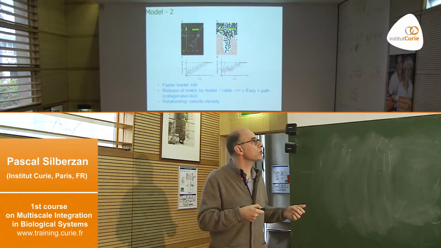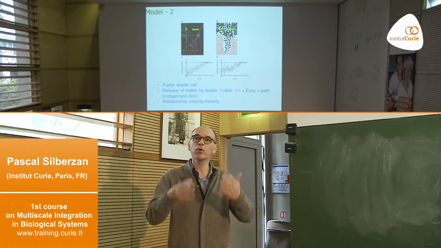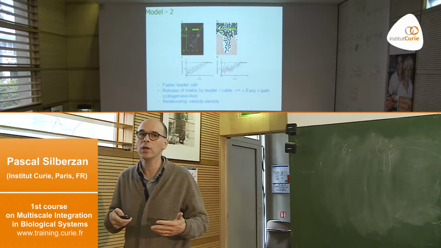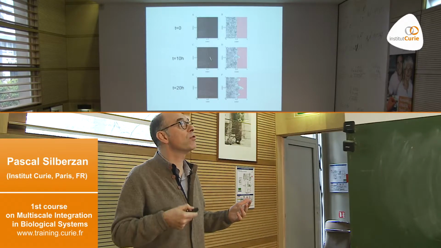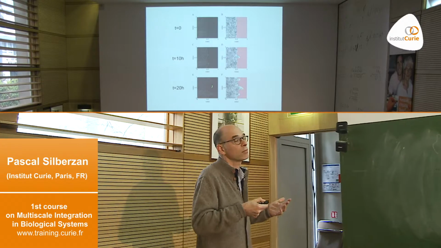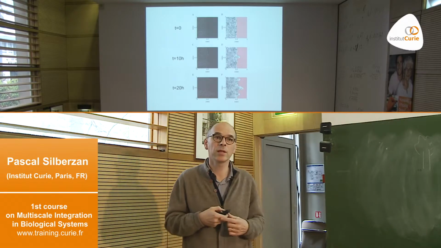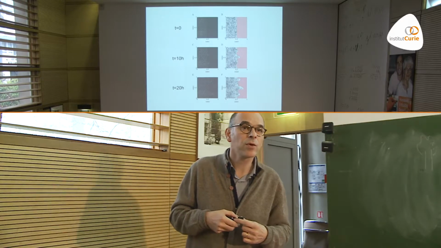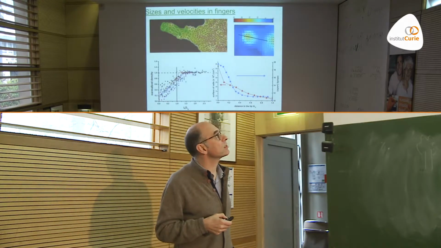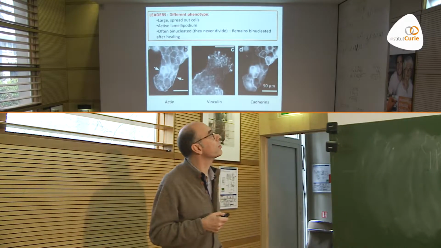And then, with this relationship between velocity and density, we have more ingredients that we can add to the equation, and we can recover, as Vincent showed, fingers that look like the experimental ones. Yes? Can you comment on the fact that they are often binucleated?